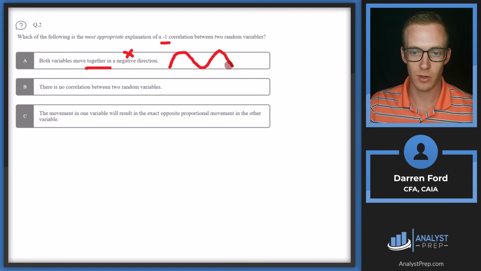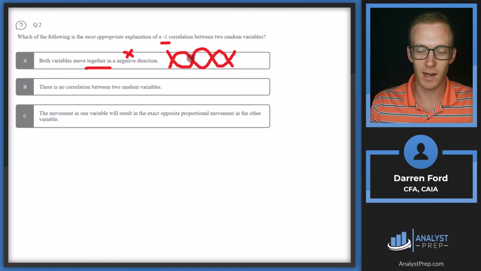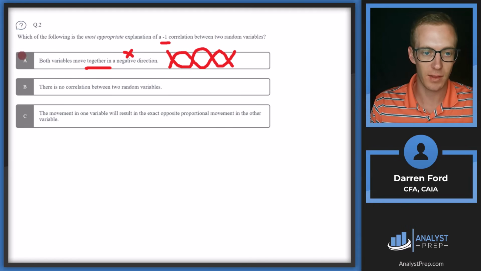So if this is the return stream of one of those, the other would kind of look something like this, making an X. So that's kind of what we're looking at here. So it's not that one is moving in a positive direction and the other is moving negative. They're not both moving negative together. So we can rule out A.